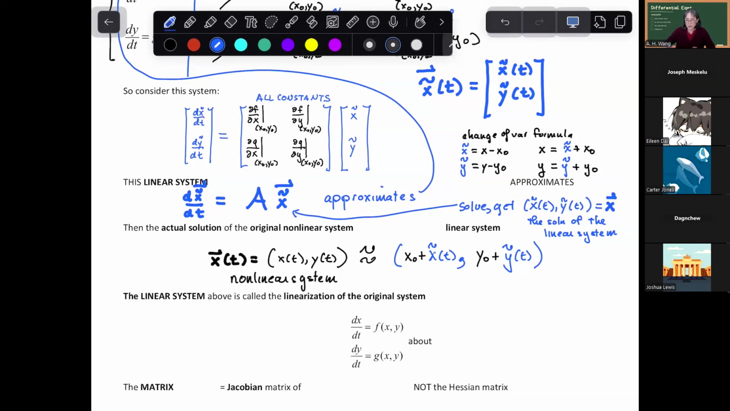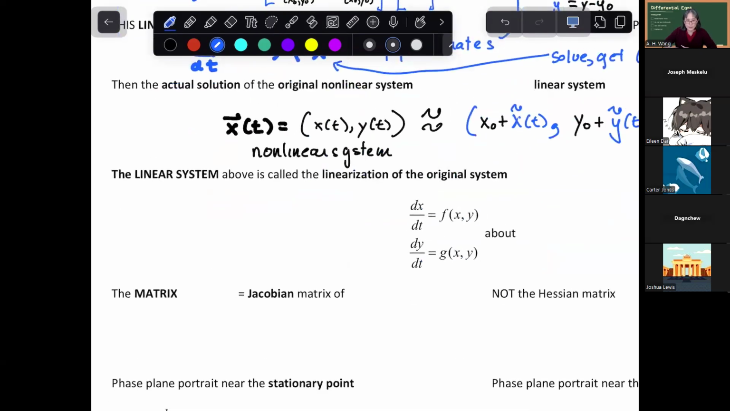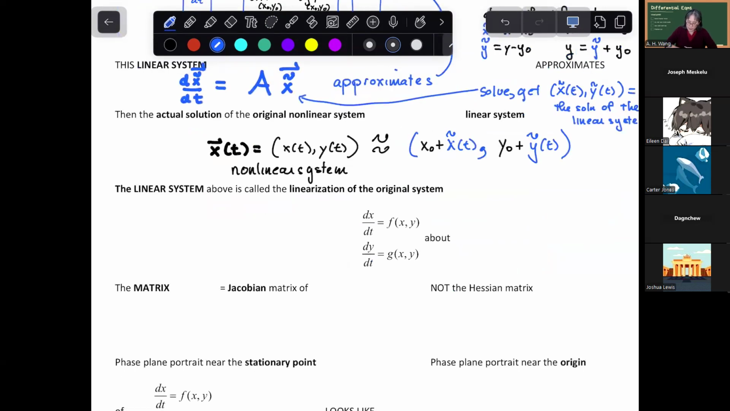The Taylor polynomials are polynomial approximations to your original. So you start off with your linear, which is first order, and then you have your quadratic, then your cubic, then your quartic, and so on and so forth. All right. It's just the approximation of the nonlinear function by the tangent plane. Yes. Okay. The linear system above is called the linearization of the original system.